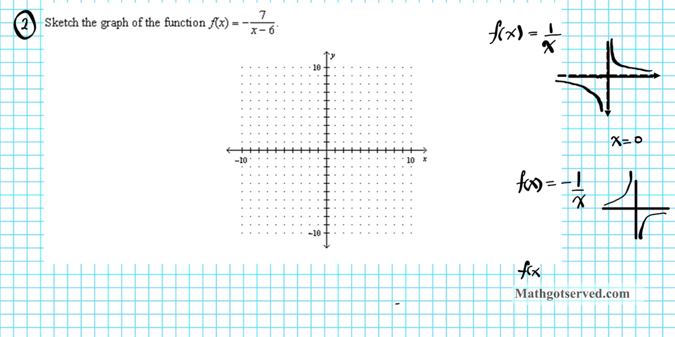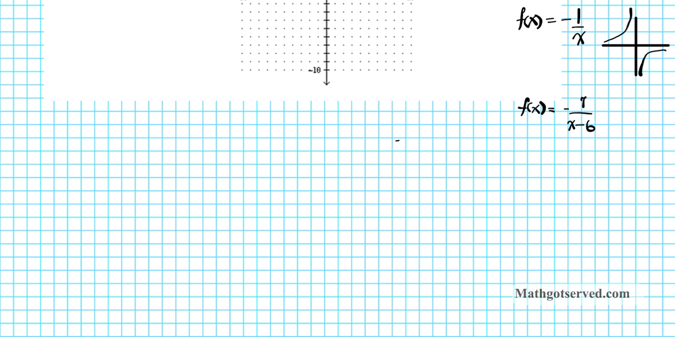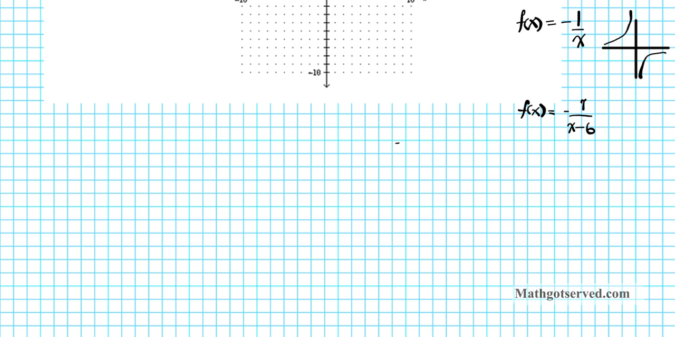So f of x equals negative 7 over x minus 6 is a dilation of a factor of 7 along the y-axis and a shift of 6 units to the right. So it's going to look something like this. Let's say you shifted it 6 units to the right. Let's say this is 2, 4, 6. So you shifted 6 units to the right, then your vertical asymptote will also move along with that. It will be shifted 6 units to the right. Your horizontal asymptote remains unchanged since there is no translation in the vertical direction.